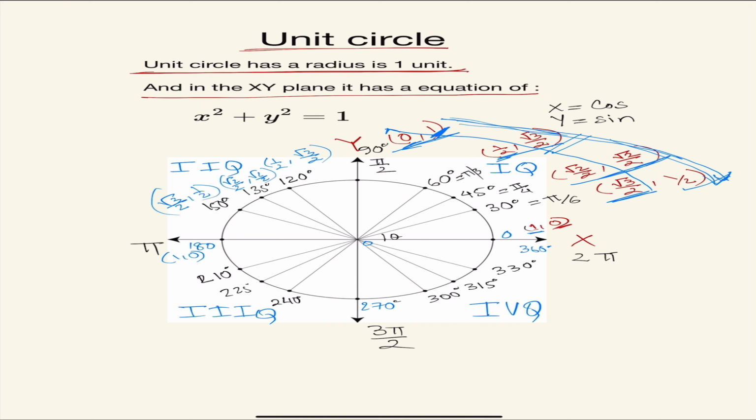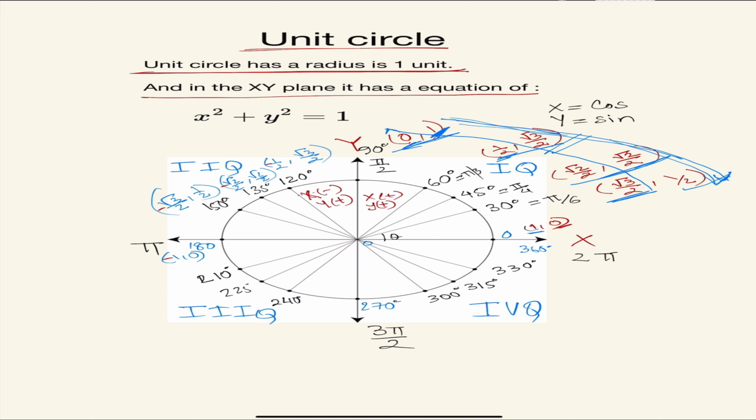Okay, in the first quadrant, x is always positive and y is positive. That's all of them positive. But in the second quadrant, x is always negative, right? So x is always negative and y is positive. Since x is our cosine, all the cosine values are going to be negative, no matter what.